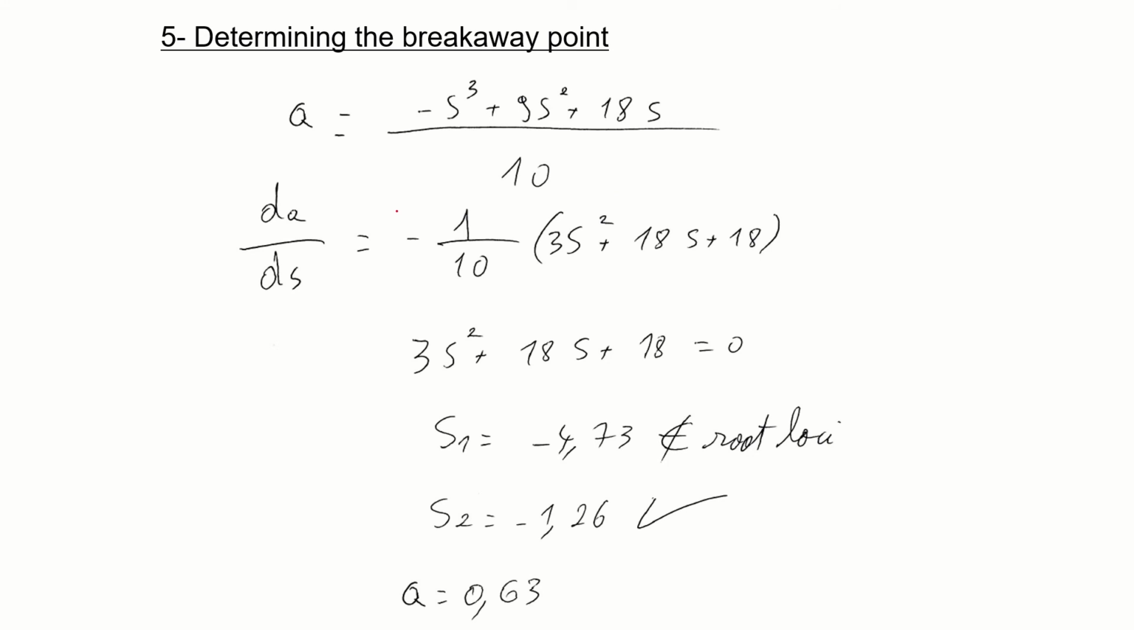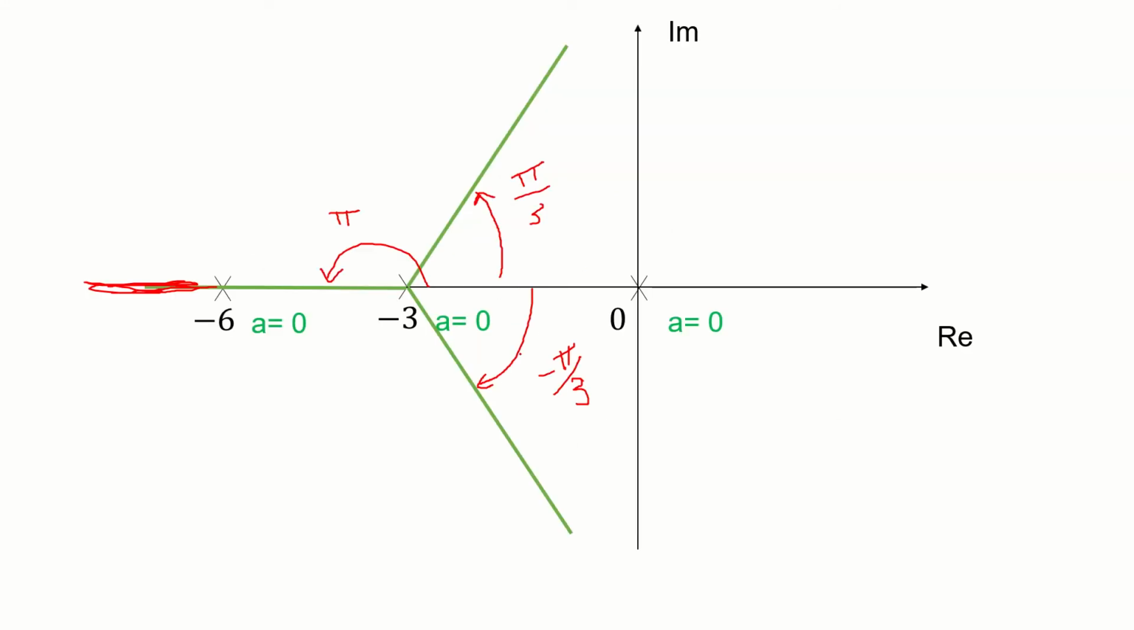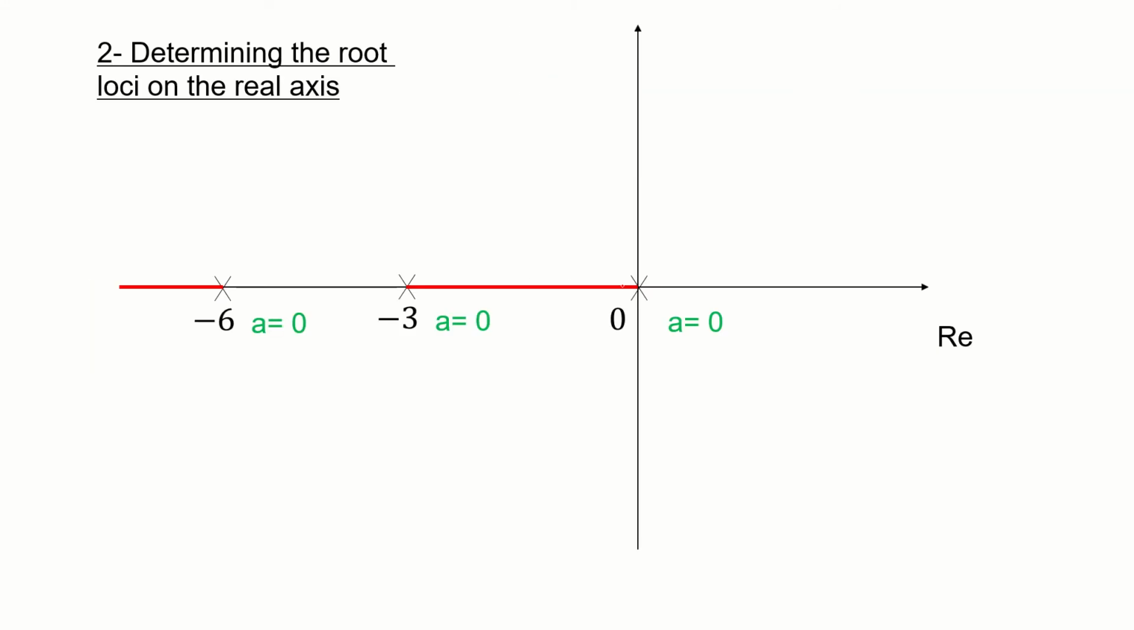Now let's determine the breakaway point. If you look at our root locus, we have one pole here, another pole here, and a third one here. Whenever A increases, this pole right here will go through minus infinity. However, these two poles, the -3 and the 0, will be moving in this branch. For a certain value of A, they will become one point, and then they will break away into the complex plane. I don't know for the moment what this point will be, but let's calculate it.